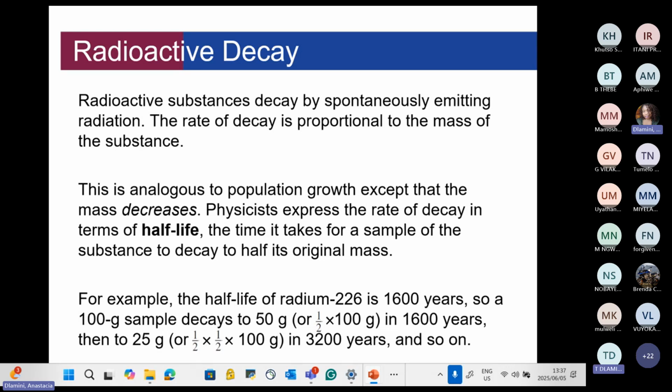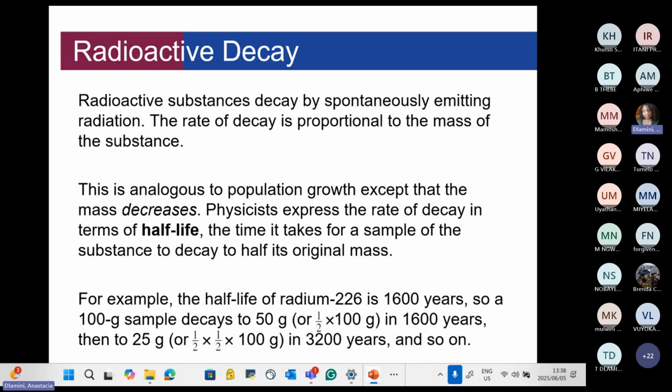So they are saying that the radioactive substance decays, spontaneously emitting radiation. The rate of decay is proportional to what? To its substance. So they say that this is analogous, similar to population growth, except that the mass decreases. Do you see that? Now the mass doesn't increase.